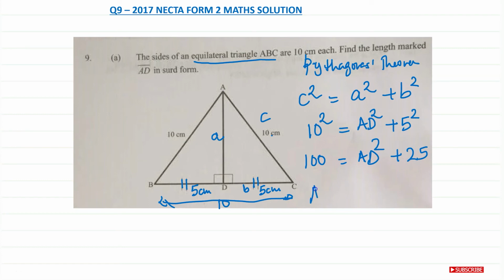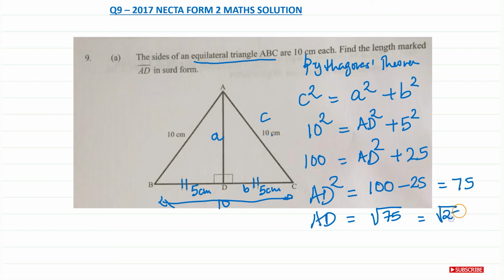Rearrange this, then you will have AD squared equals 100 take away 25, which is equal to 75. So AD then is going to be the square root of 75. Remember, you can do this as square root of 25 times square root of 3. So therefore our final answer then will give AD equals square root of 25 is 5, and root 3. And this is your final answer.